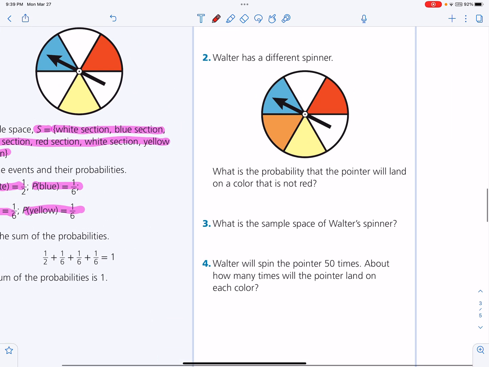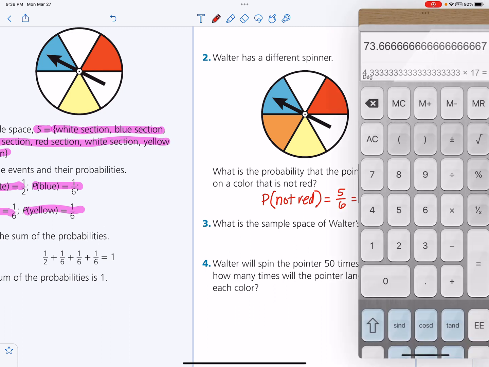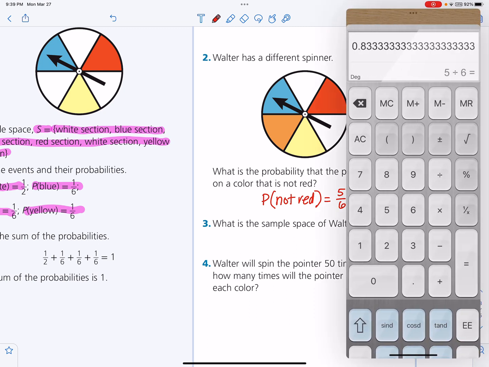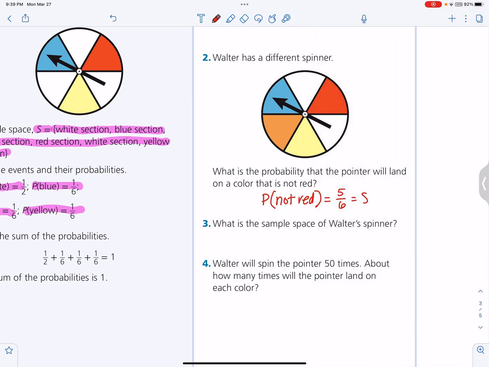Here's a totally different spinner. It says, what is the probability that a pointer will land on a color that is not red? Well, out of 6, the probability of not red, this is using correct probability notation that I expect you to do, is 5 out of 6, continue your equal sign, or 83.3 repeating percent. Okay, so you need to represent it like that.